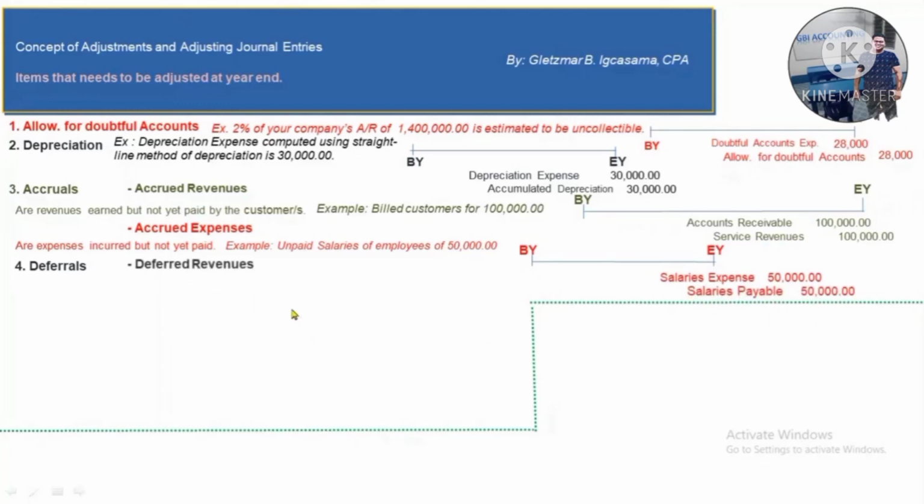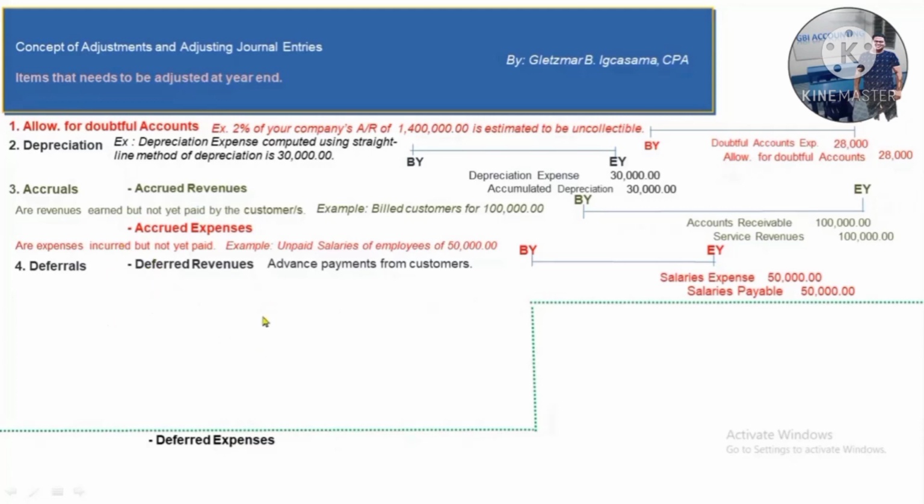We have the deferred revenues, which are in simple terms, advance payment from customers, which is also the opposite of accrued revenues. Because when we say accrued revenues again, the customers are late in paying. And we have also the deferred expenses, which are also considered as prepayments or the advance payments of our company, which is also the opposite of accrued expenses. Because again, in accrued expenses, we are late in paying.